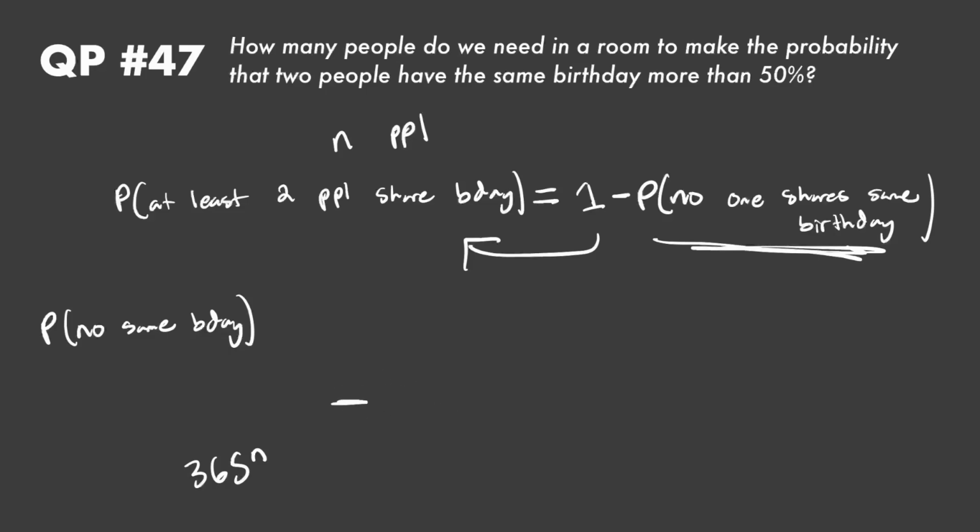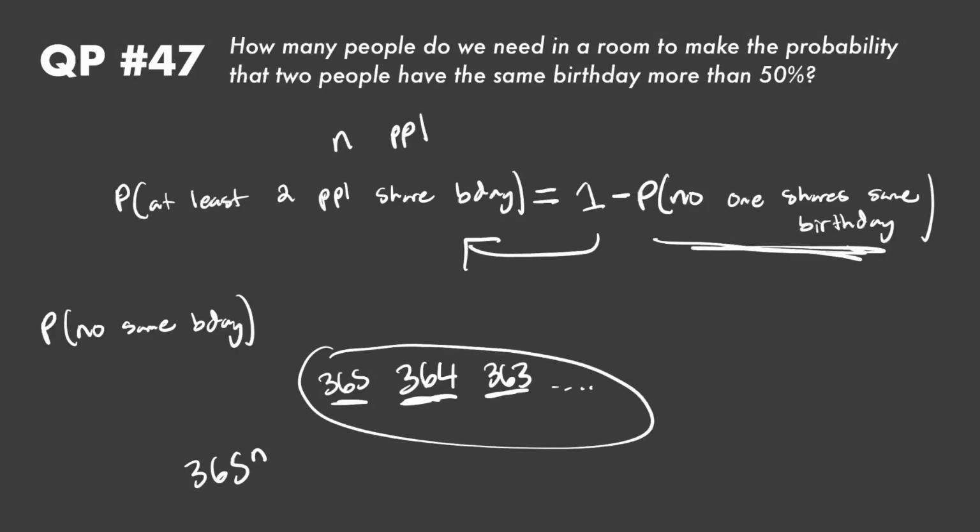Well, again, the first person can have any of 365 birthdays. Then the second person cannot have that same birthday, so it's going to be 364, right? And we're going to go down the line, 363, all the way down. Now we know how this works. This probability is just going to be this divided by this, right? The number of restricted outcomes versus our total outcomes.